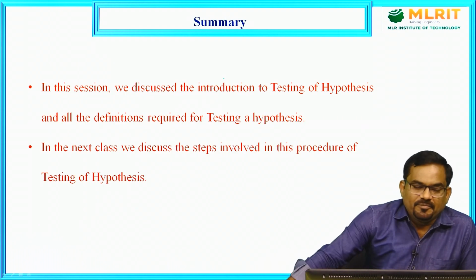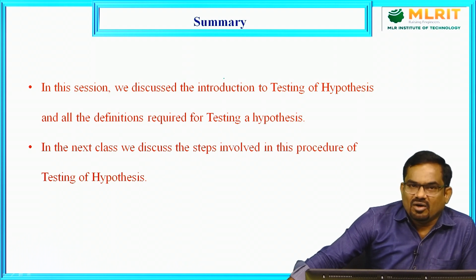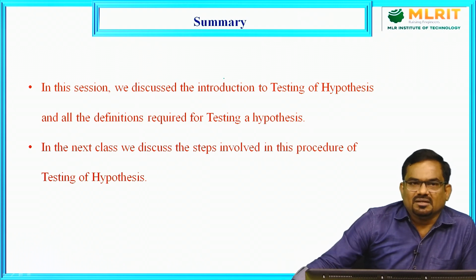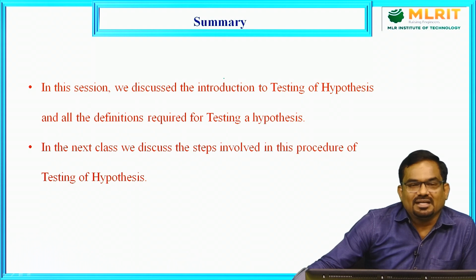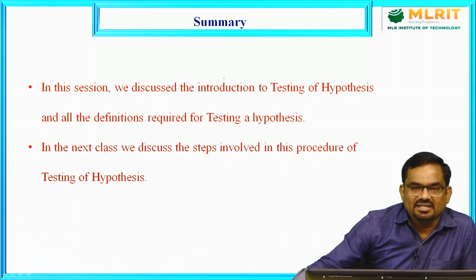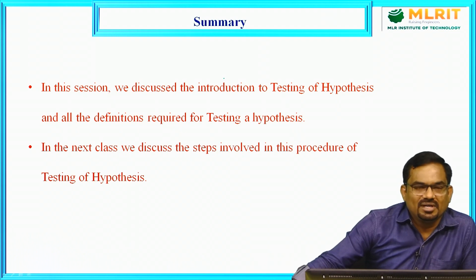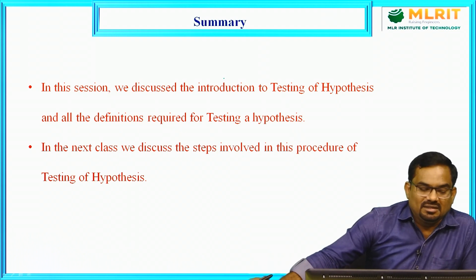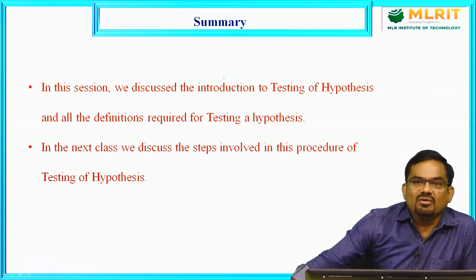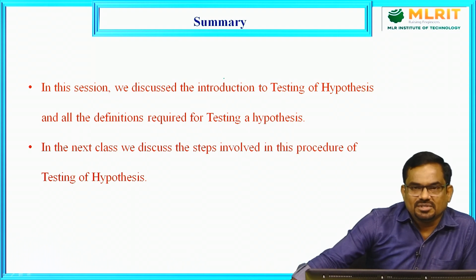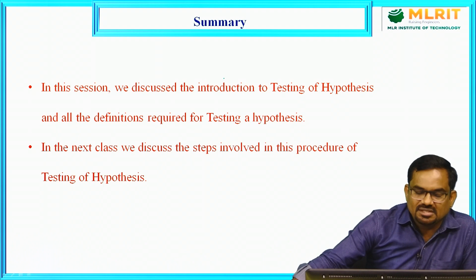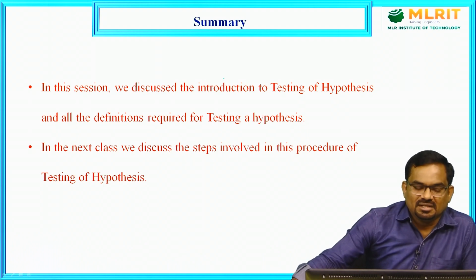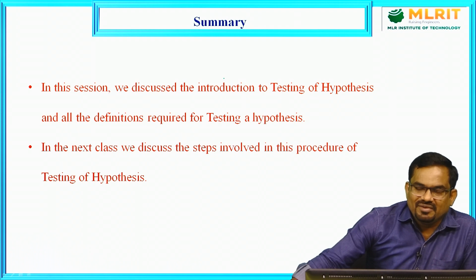And now the summary of today's session. In the present session, we discussed the introduction to testing of hypothesis and all the definitions required for testing a given hypothesis. Particularly, what is a hypothesis, null hypothesis, alternative hypothesis, level of significance, critical region, and different types of tests like one-tailed and two-tailed tests. In the next class, we will discuss the steps involved in the procedure of testing of hypothesis. To know the procedure of testing of hypothesis, we need all these basic definitions. That's why we discussed them in today's session. And in the next session, I will explain how a given hypothesis is to be tested.